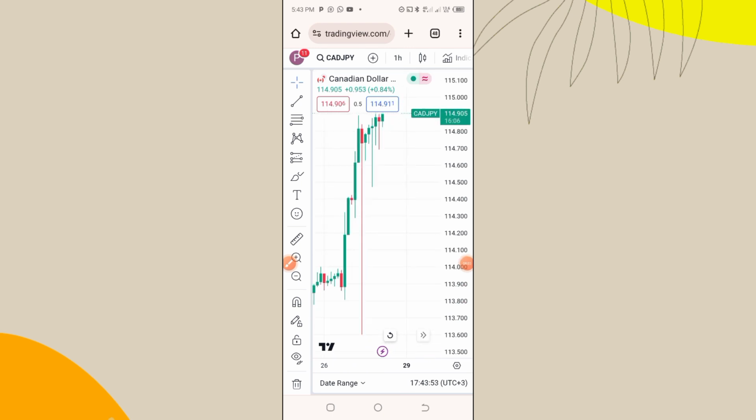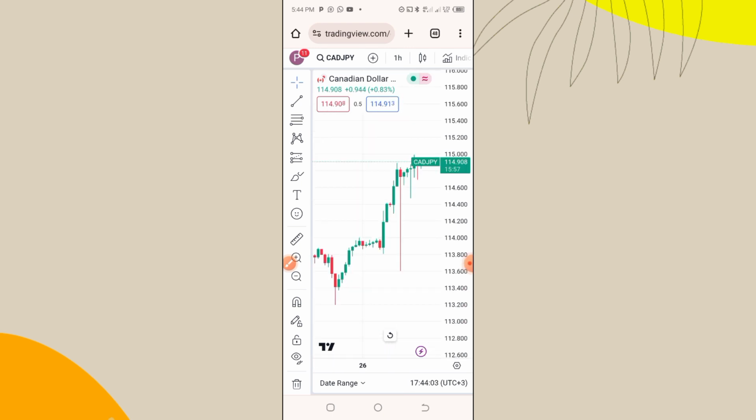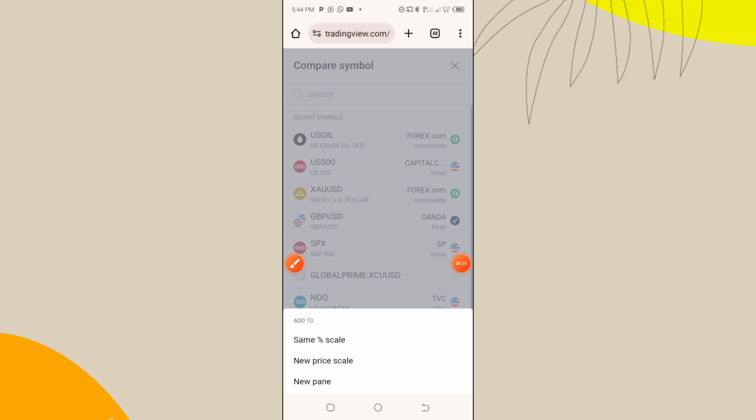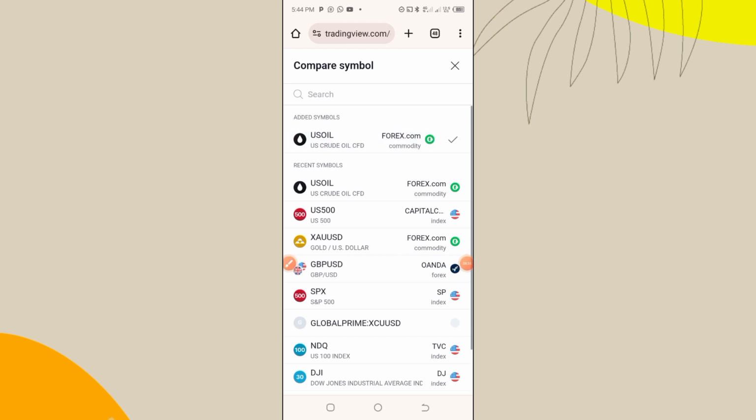You can see this is CAD JPY. So what you do, we are going to compare it with oil, not gold, oil. And to do that, as I told you, click on that plus icon, and you go with this one, use oil, this one, crude oil. Then you click on this one, same percentage scale. Depending on your network, it should already be on the chart.